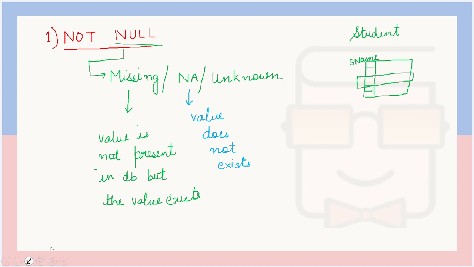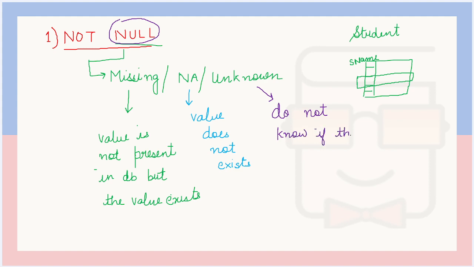The third kind is unknown values. In this scenario also, we put the keyword null into the SQL database tables. So what do we mean by unknown? Unknown basically means that we do not know whether the value exists or not. We do not have an idea if the value exists.